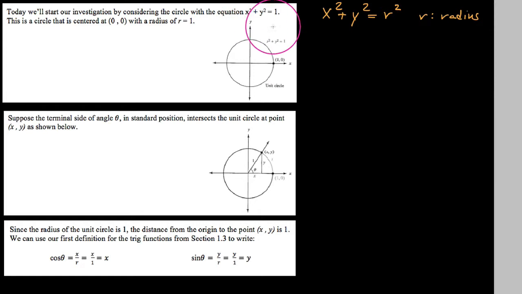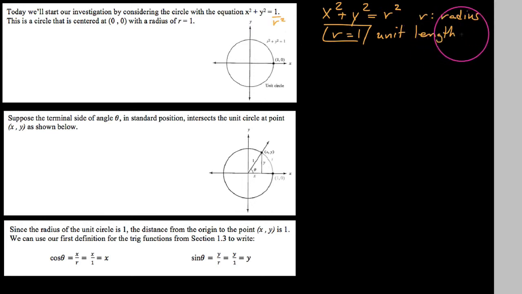When we say r squared is equal to 1, then we can determine that r equals 1. So when we talk about the unit circle, it gets its name because its radius is 1 unit in length. This is a circle centered at the origin with a radius of 1. You can see that here in the xy coordinate plane, centered at 0, 0. So for example, the point 1, 0 would indicate that our radius is indeed equal to 1.